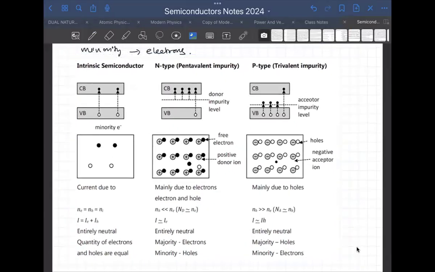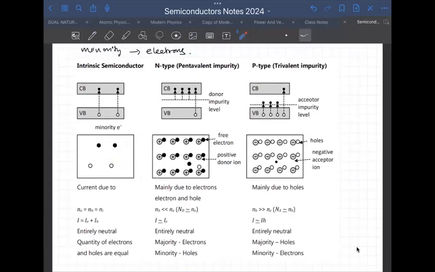Now you see, you already have an idea about intrinsic semiconductor. Electrons jumped, holes are left in the valency band. The number of holes in the valency band is the same as the number of electrons in the conduction band. So you can see the current is due to both holes as well as electrons. Suppose this is how you have maintained the potential difference: holes will move in this direction, electrons in this direction, and both contribute to current. The material is entirely neutral, and the current due to electrons is the same as the current due to holes.